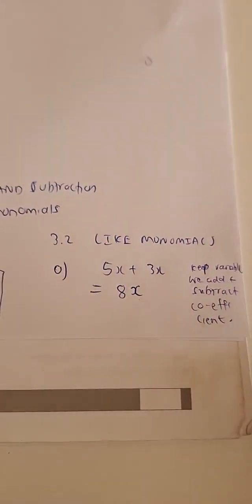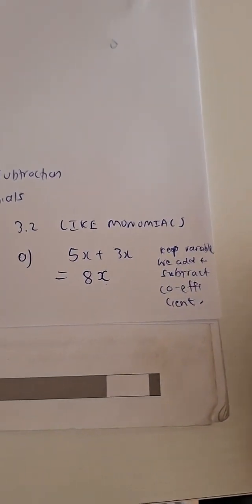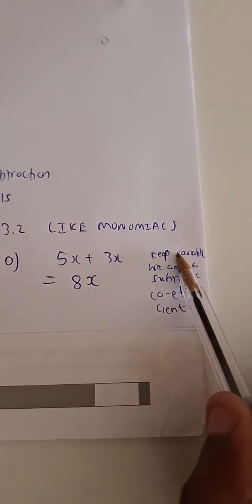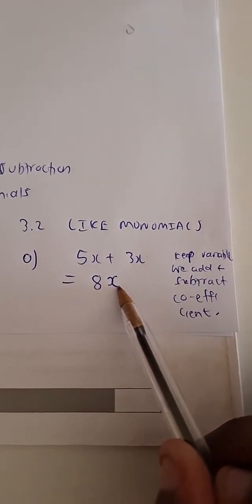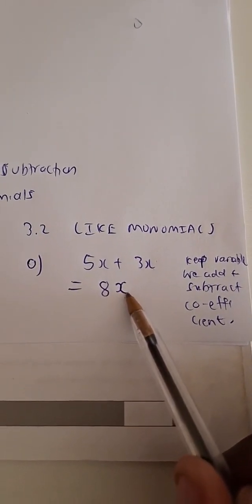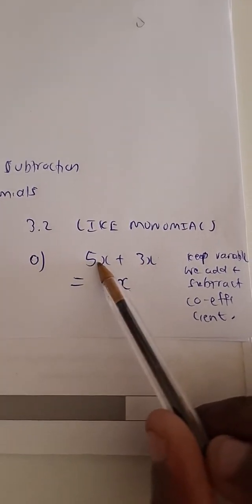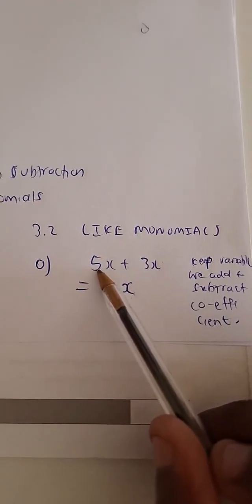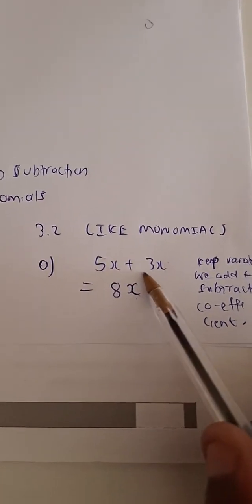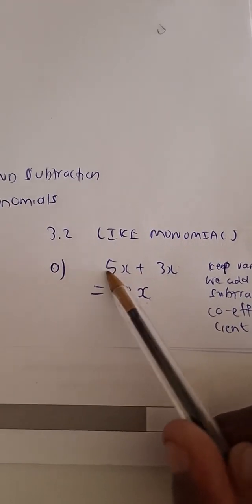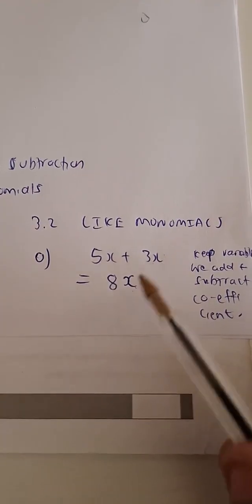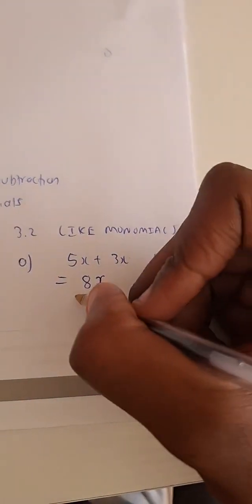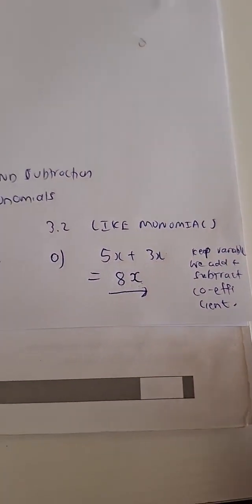So yes, those who said 8x, you are spot on. You are 100% spot on. We keep the variable x as it is. There it is. We add and subtract the coefficient. What is the coefficient? The number before the variable. So the number here before the variable is positive 5. The number here before this variable is positive 3. So what's 5 plus 3? 8. What is the variable that's supposed to be kept because it's like term? It's x. So the answer is 8x. So a round of applause to those people that said 8x. You guys know your stuff.